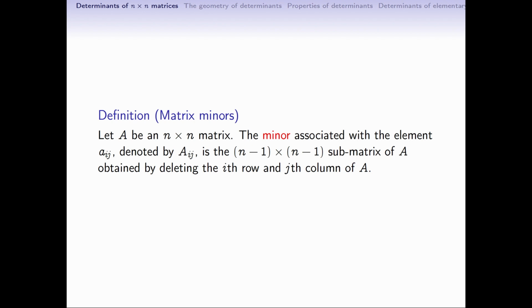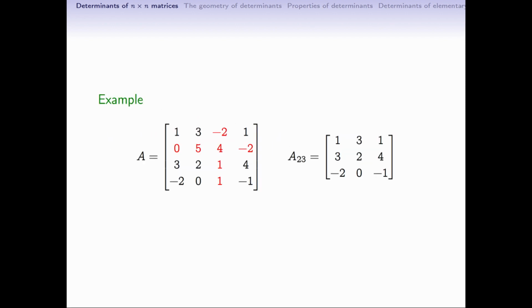Now, in light of our calculation, the following definition seems natural. Let A be an n by n matrix. The minor associated with the element little aij, denoted by capital Aij, is the n-1 by n-1 submatrix of A obtained by deleting the ith row and the jth column of the matrix A. Now let's take a look at an example. In this example, we have a 4 by 4 matrix A, and we want to look at the minor associated with this element 4. Now this element 4 sits in row 2 and column 3 of A, so we want to look at the minor A sub 2, 3.